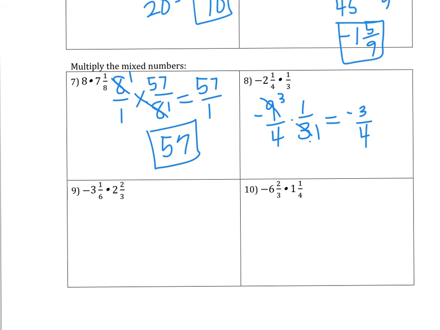I didn't do that on any of the examples on the top, so you could just see basically how to multiply straight across. But here I want to show you how to cross-reduce. Again, because it makes it easier, you don't have to reduce at the end.